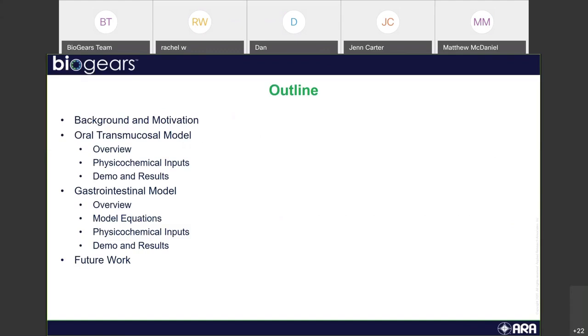So again, two models. One's an oral transmucosal absorption model, and one is a gastrointestinal absorption model, just standard: give somebody a pill and have it absorb in the GI type of model. For both these models, I want to give a brief overview, show some of the equations, some of the inputs you need, and then show some of the initial results.